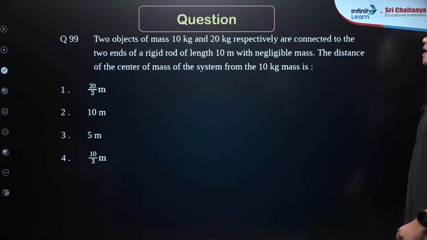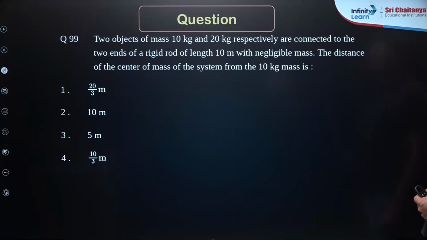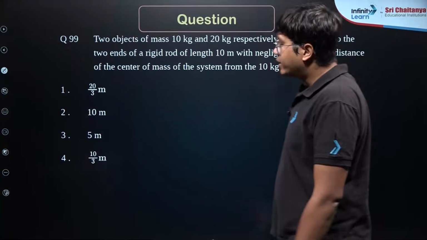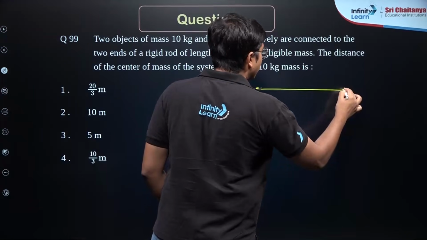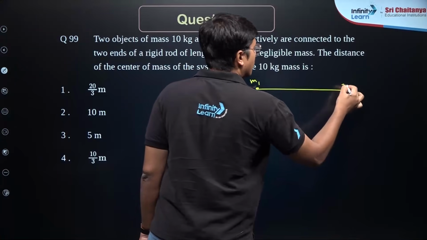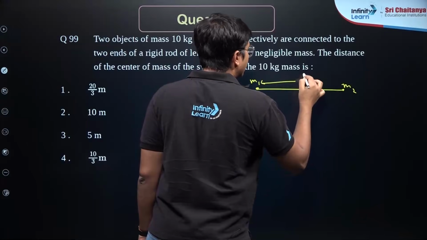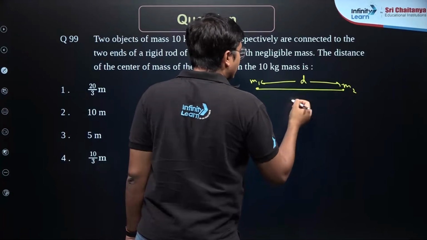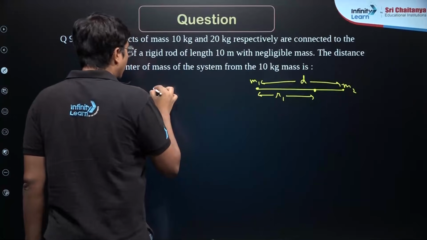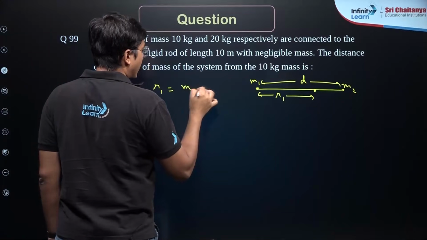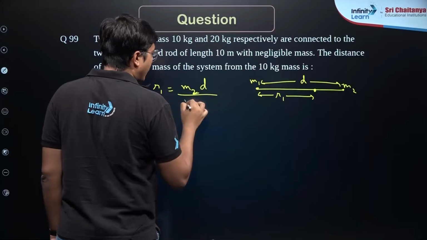Next one, two objects mass 10 kg, 20 kg are connected to the ends of a rigid rod of length 10 meter with negligible mass. The distance between the center of mass from the 10 kg mass is how much? So this is a two mass system. You have a mass m1 here, a mass m2 here. Distance between them, if you know, is d. Then if the center of mass is, let's say, formed over here, this distance r1, we know the formula, r1 is m2, the other mass, into d divided by m1 plus m2.